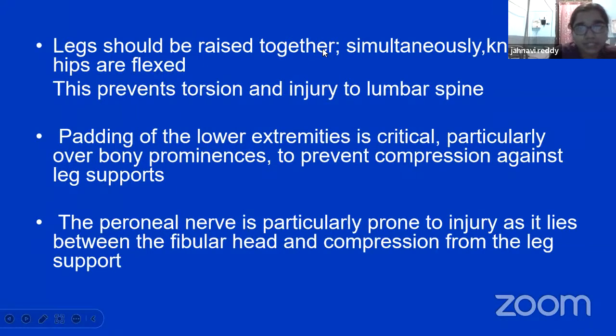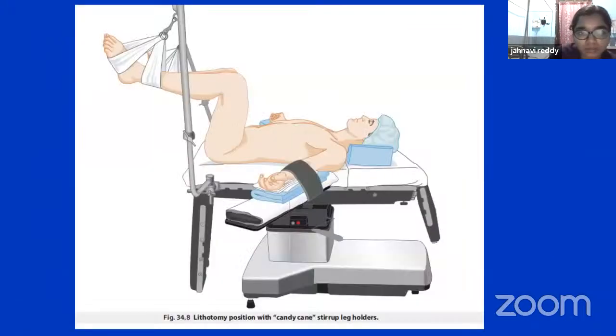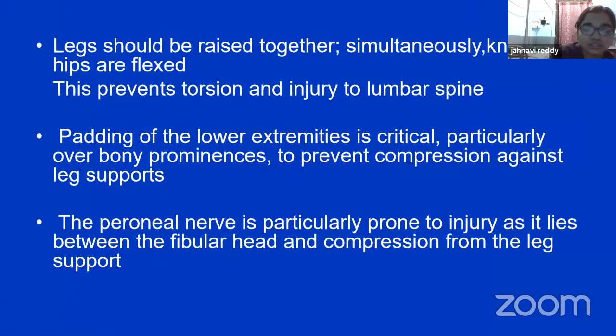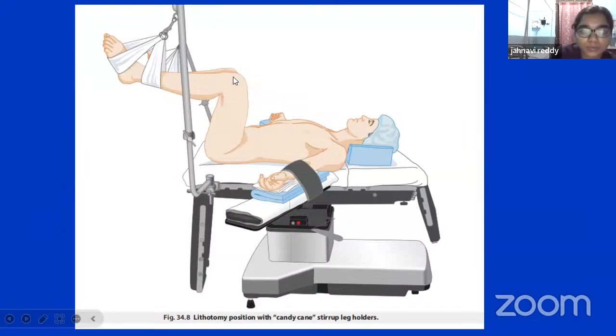Legs should be raised simultaneously together and knees and hips are flexed. This prevents torsion and injury to the lumbar spine. Padding of the lower extremities is critical, particularly over the bony prominences, to prevent compromise and compression from the leg supports. The peroneal nerve is the most common injury because it is present between the fibular end and whatever support we are giving to the knees. So we should take care here. Because of this, it is more prone to common peroneal injury. So we have to take care that knees are properly supported.